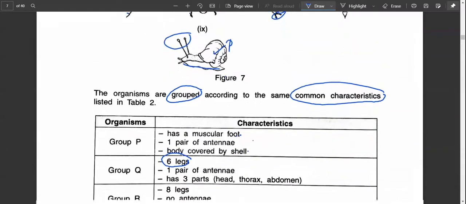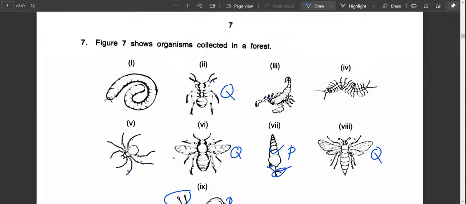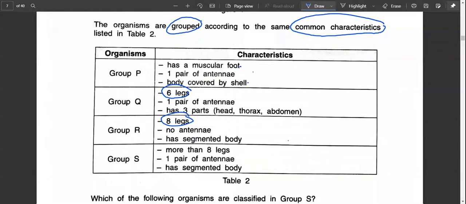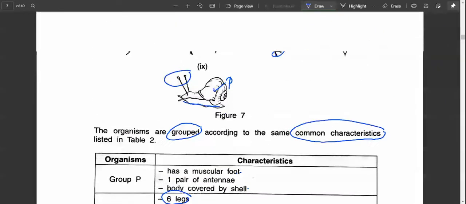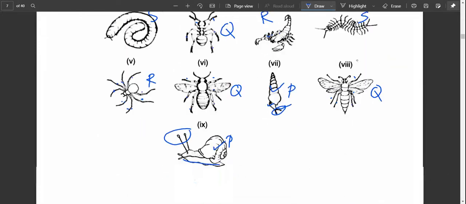Group R has 8 legs. So let's have a look at group R. 1, 2, 3, 4, 5, 6, 7, 8, we have counted just now. The scorpion also has 8 legs, and this one has many legs. So the last group should have more than 8 legs. Let's just write it down. So this one is S. This one is S.